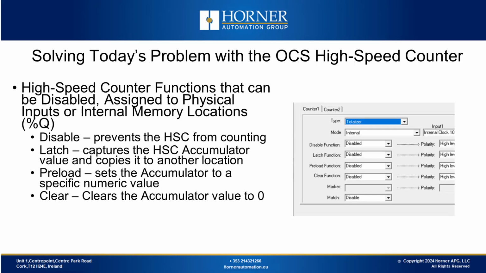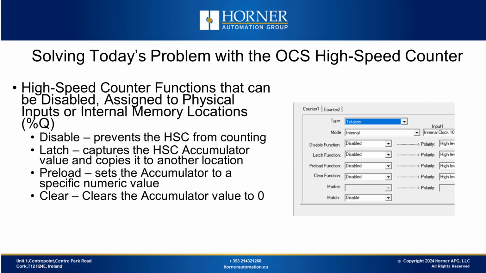There are 4 high-speed functions available to use for any high-speed counter application. These are disable, latch, preload, and clear. These functions can be performed by an external input connected to one of the high-speed inputs, or as an internal function triggered by a variable that's mapped to an internal memory point. Each function can also be disabled if not needed. The disable function prevents the high-speed counter from counting.